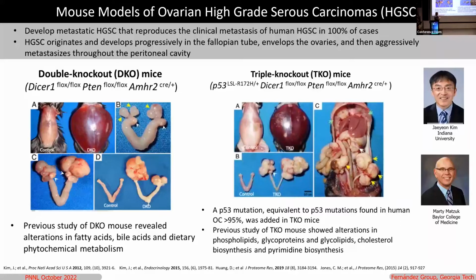This is a triple knockout model where, in addition to the previous two mutations, it has a p53 mutation, which is a mutation that in humans occurs very often in ovarian cancer patients. I am not an expert, although we've been working on this for almost 10 years now, but my colleague Young Kim at Indiana and Martin Matzuk at Baylor are really the world experts in developing these mouse models. And what's really interesting is that they really mimic the disease in humans.